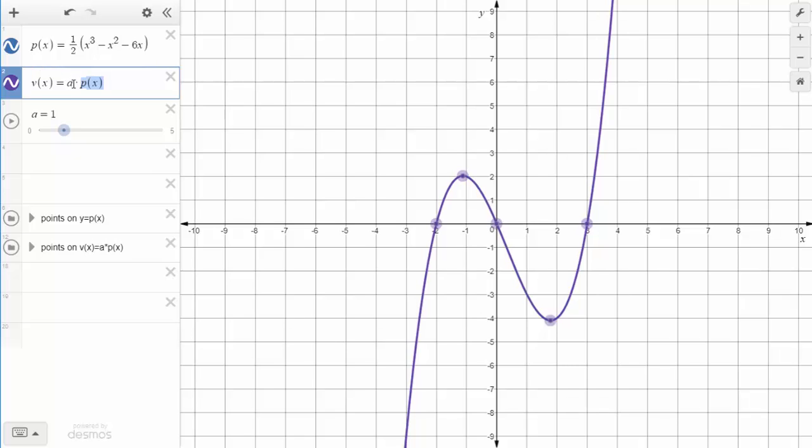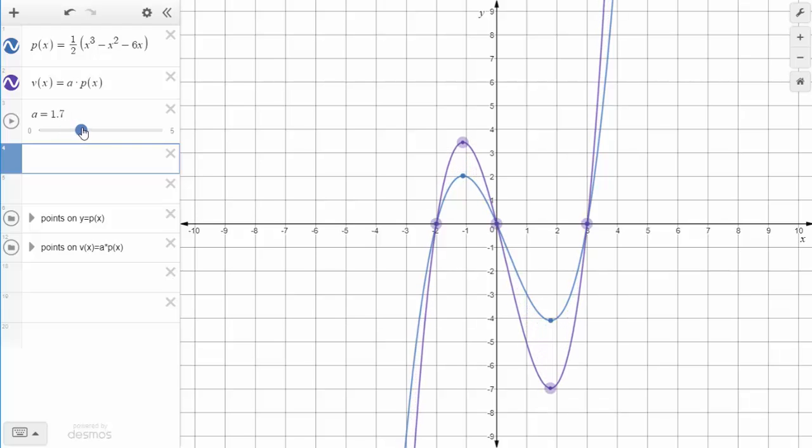Now I've started by letting this number a equal 1. That's what the slider here allows us to do. So I can vary the value of a just by sliding this little slider. Okay, so what we'll do is let a get bigger and bigger and bigger. So the first thing I'll do is let this slider go towards the right and get bigger and bigger. And let's see what happens to the graph of v of x.